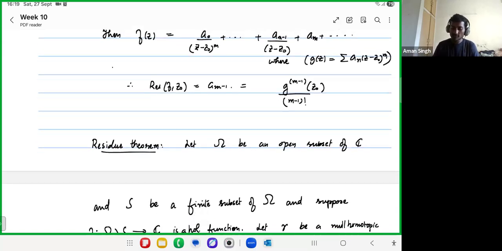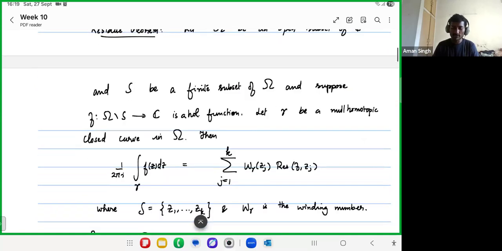Okay. So here we have the residue theorem. If we have a closed curve, and in that closed curve there are no poles, no zeros.